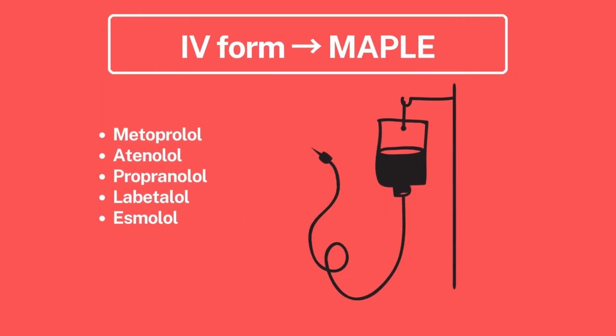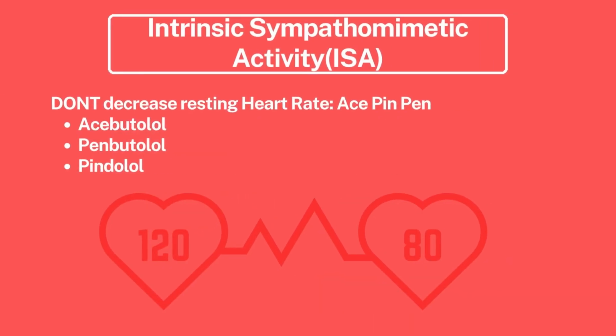Another category to divide beta blockers into is the beta blockers that are available in IV formulation, and the mnemonic for these is ME. Next, we have a group of beta blockers that have intrinsic sympathomimetic activity, ISA activity, which don't increase resting heart rate, and you can memorize these as ACE, PIN, PEN.